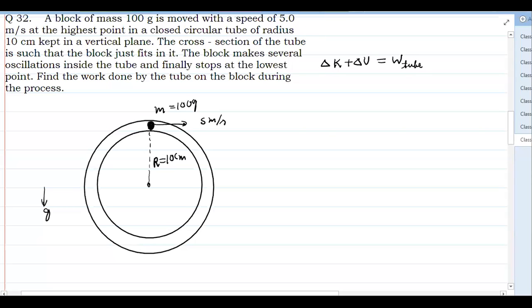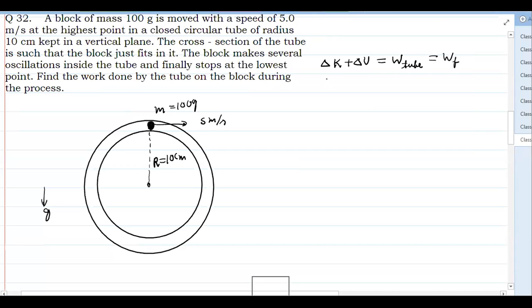Work done by tube. This we can write because there is no other force which is working. Gravity is part of conservative force, delta U, and there is one more force, normal. Normal will not be able to do any work, because displacement is perpendicular to normal. So we have three forces: one is gravity, second is normal, and third is friction. Gravity is part of conservative force, normal will not do any work, and friction is the only one working. So this thing which we have written is actually for work done by friction.